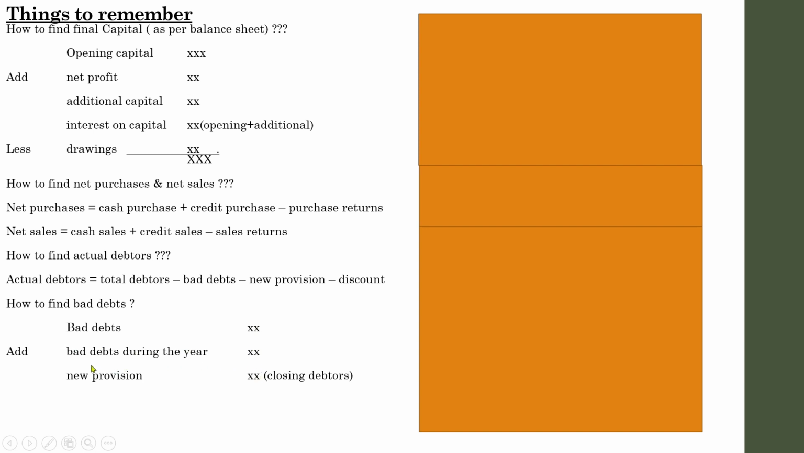Next one, new provision, it is also given in the adjustment or additional information. Once you add these two amounts with bad debt, you have to deduct any old provision made during the year, and after adjusting all these items you will get the correct bad debts during the period. So this is the format for finding out the bad debts.